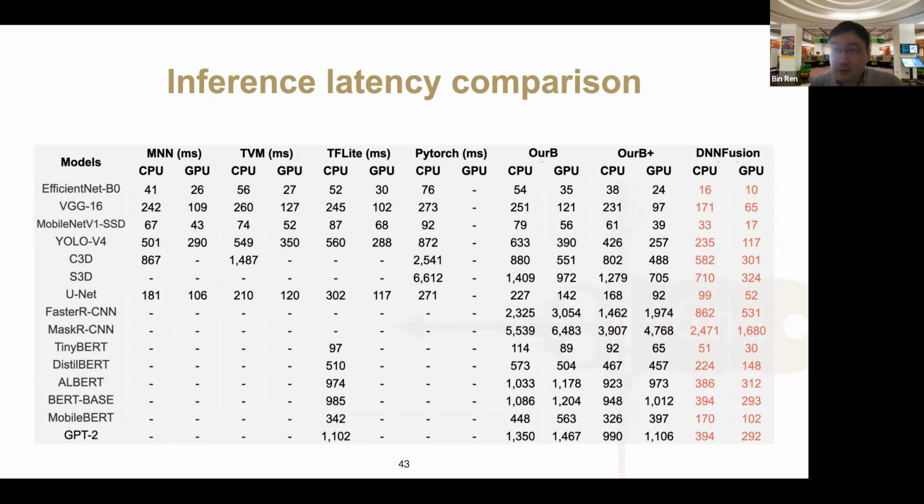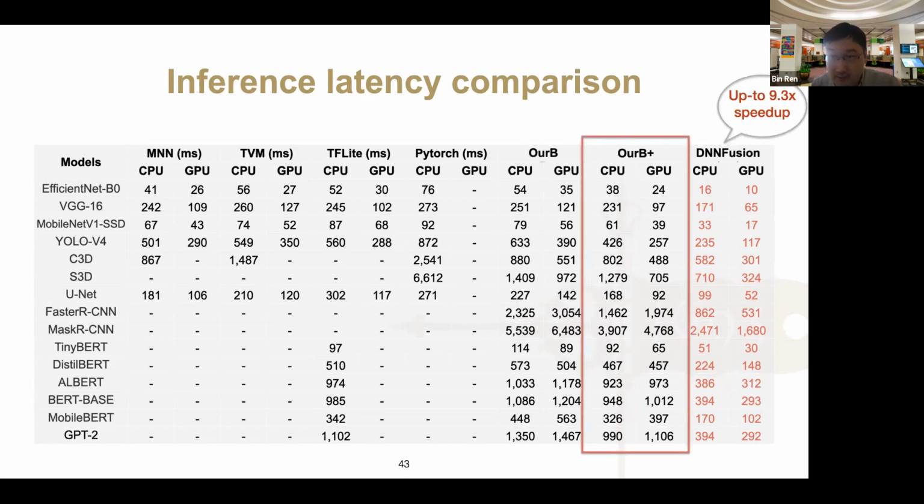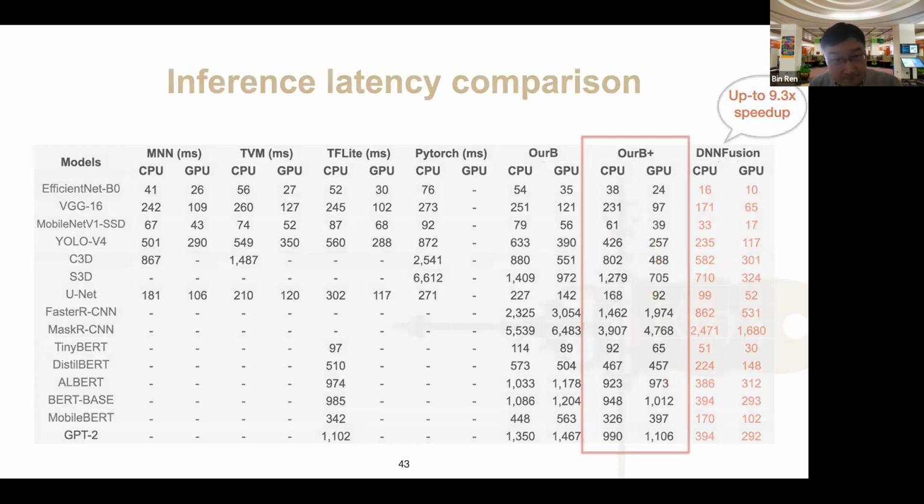In other words, we integrate the fixed pattern based fusion with our baseline, and then we get this version. And then DNN fusion is with our advanced operator fusion technique and our baseline, we got this inference latency result. So if we take a look at this result, we can see comparing to existing frameworks, we can achieve up to 9.3 times speed up. And particularly if we take a look at our B version, it's already faster than other frameworks. And our advanced operator fusion can bring extra gains.